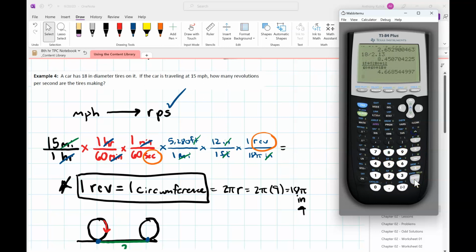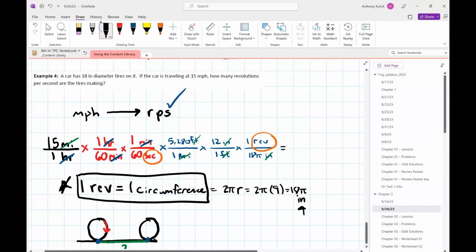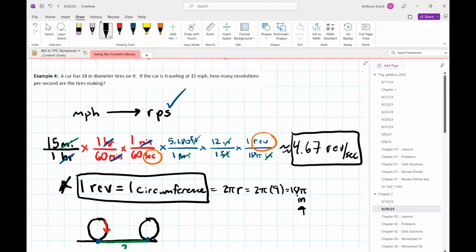And then I'm going to press enter. So I have about 467, and we're in revolutions per second. What does that mean? When your car's going 15 miles per hour, the wheel is turning 4 2/3 of a time every second, right? That's what we're saying. Everybody's cool?